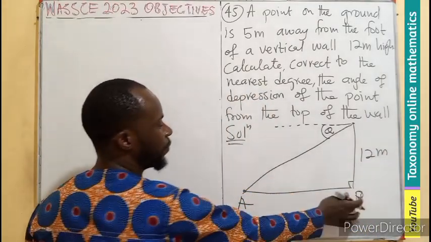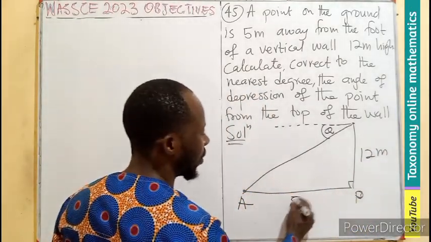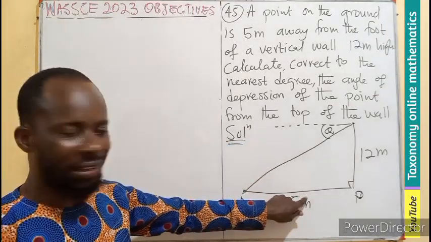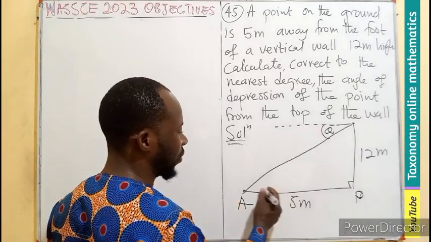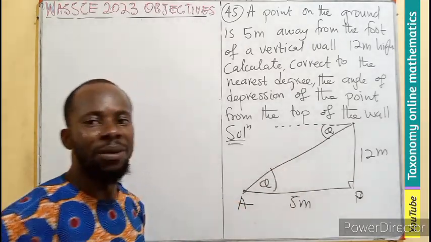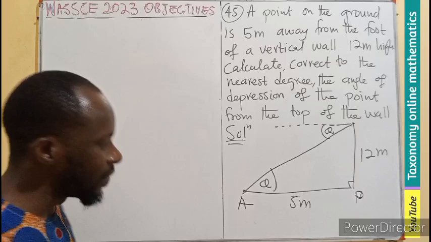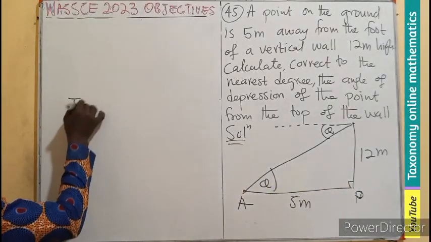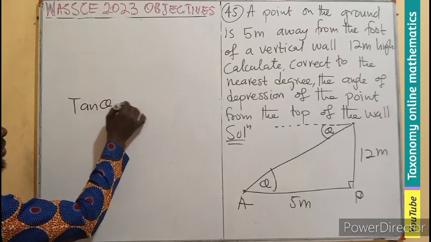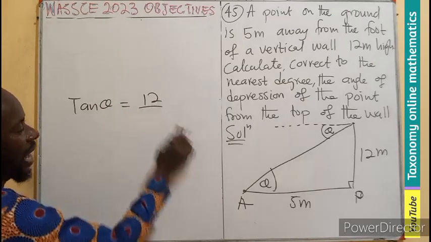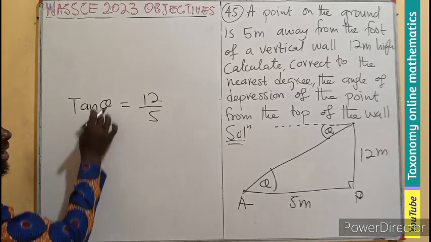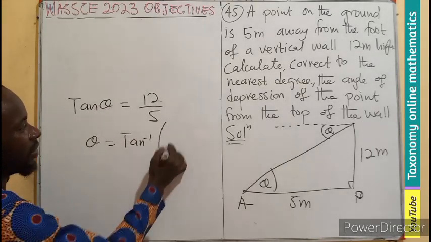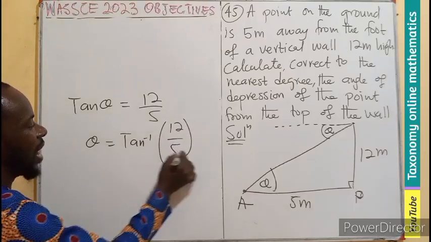The wall has a height of 12 meters. The distance between the foot of the wall and this point is 5 meters. This line is parallel to this one, therefore this angle is also the same as this angle, alternate angles. So, opposite and adjacent. I'll be going in for tan of the angle equals opposite side over adjacent side. I need theta, which is going to be the tan inverse of 12 divided by 5.